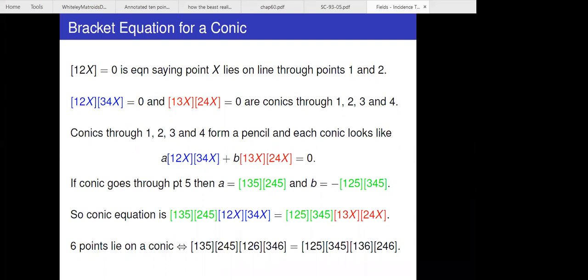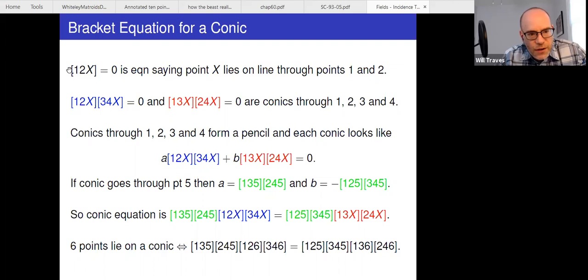Sorry, for Will, what exactly is the bracket equation? Did we have a definition for that? This little equation here? Yes.